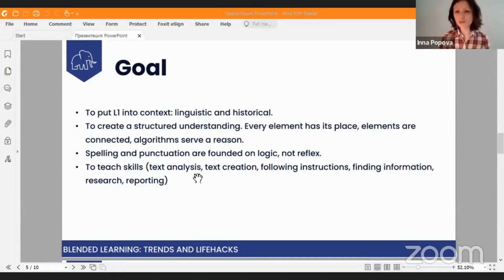So there are instructions and explanations for each of these main skills.